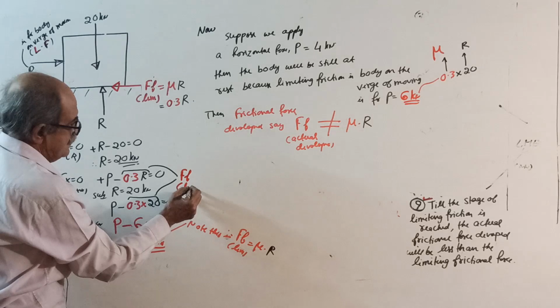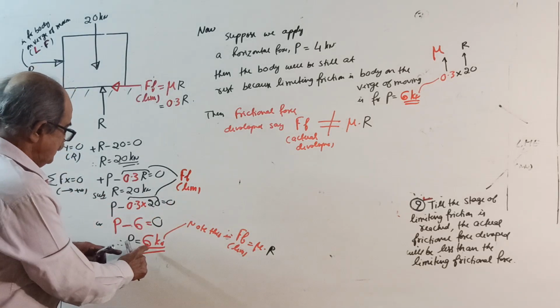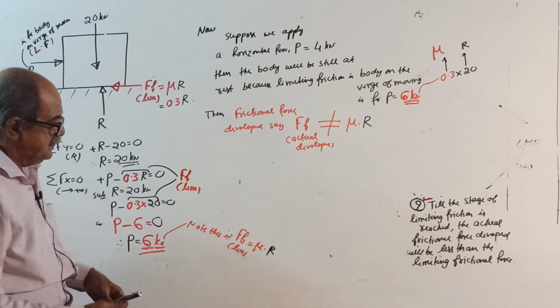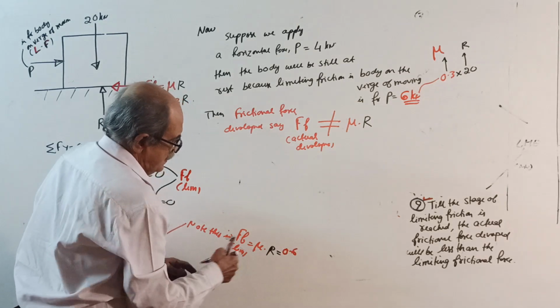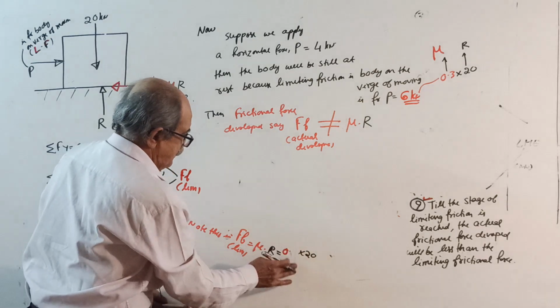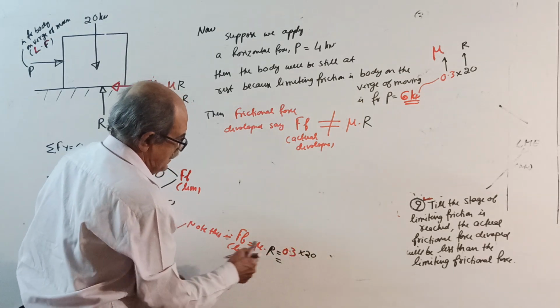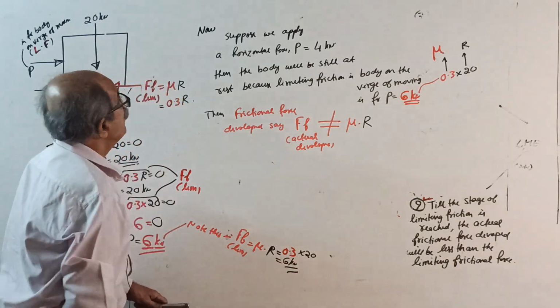Note, FF limit equals mu R. Once again I will write here, mu is 0.3, not 0.6, okay, 0.3. So 0.3 into 20 equals 6 kilonewton.